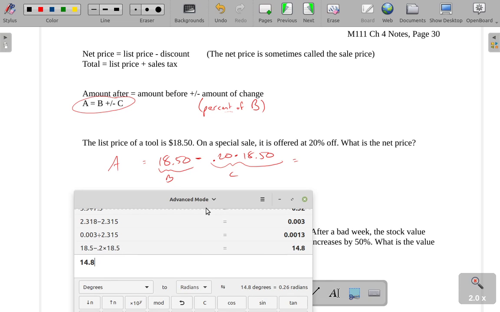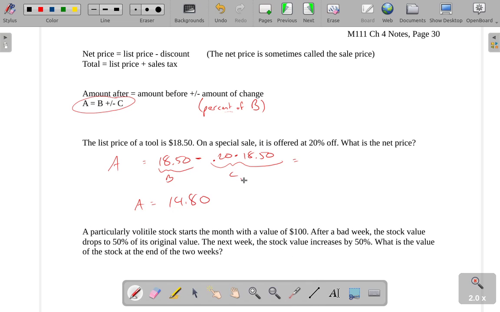$14.80. Now, you may be wondering, why is there a second 18.5 in there? Well, what that's doing is taking this 0.2 times 18.5. This is giving us the amount of discount. This amount of the discount was $3.70, it looks like. So the amount of the discount was $3.70. So we're saying the original amount, which is $18.50, minus the $3.70, gives us the $14.80.